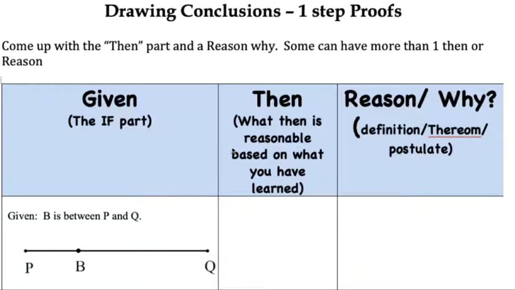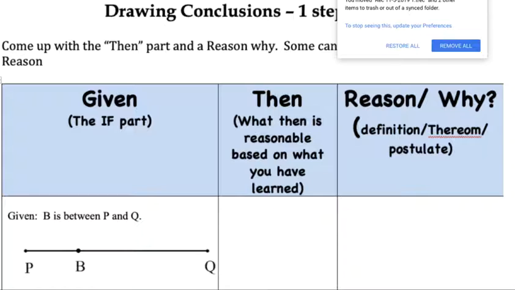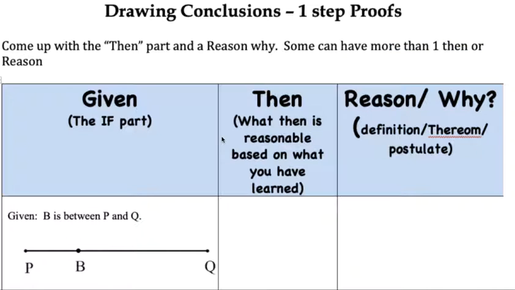Hi everyone, so today's one of my favorite days of geometry. We're in the beginning in chapter 2, and we're going to be talking about drawing conclusions. And we're going to do this through something called a one-step proof, okay? And so this is what I mean by a one-step proof.